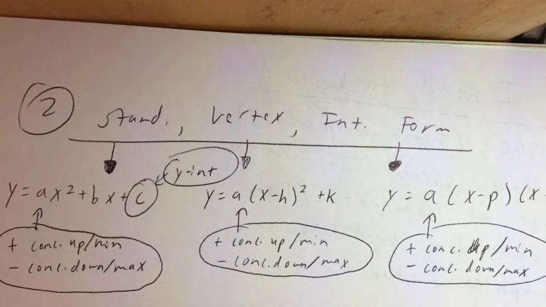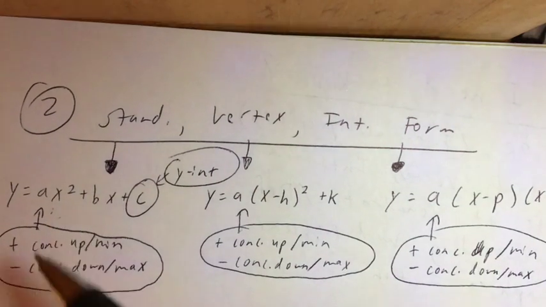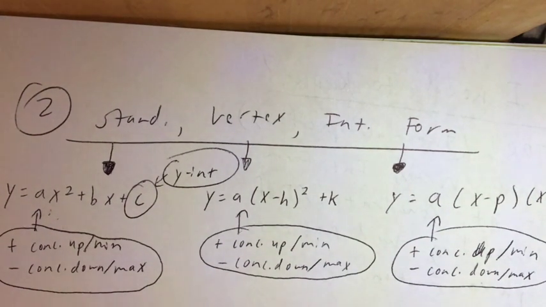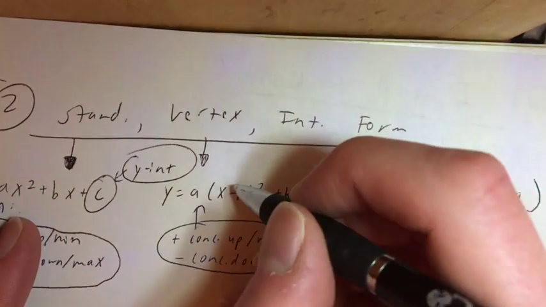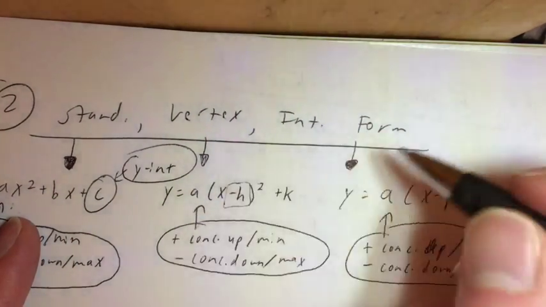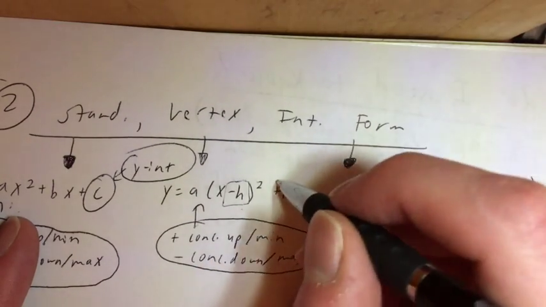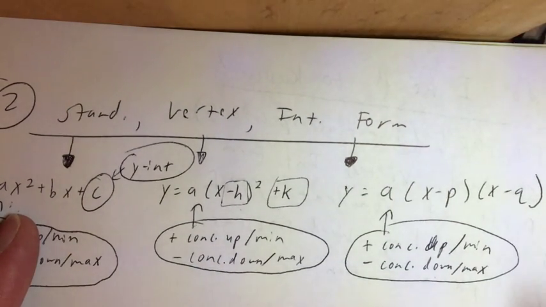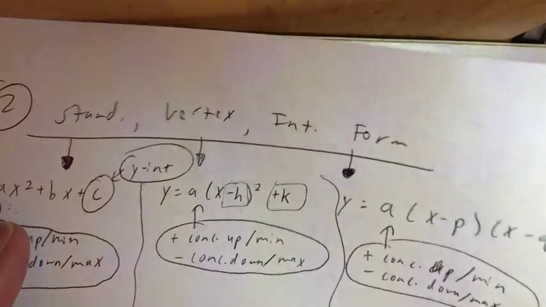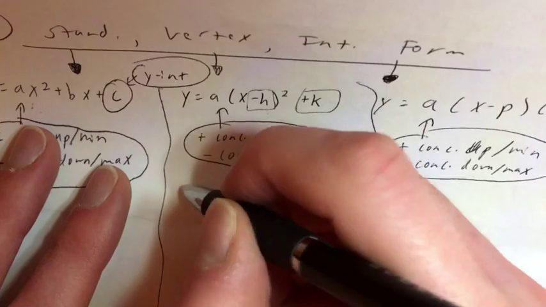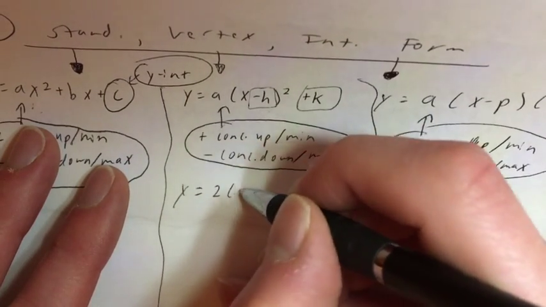Knowing how to do all the stuff we did at the beginning, plus knowing the fact that A is in every single equation. For vertex form, however, I do want to make sure we're clear on something. Your H is always going to be the x value of your vertex, and your k is always the y value of the vertex. So for example, I'm going to write below this, and I'm going to go both ways. I'm going to ask you to identify the vertex.